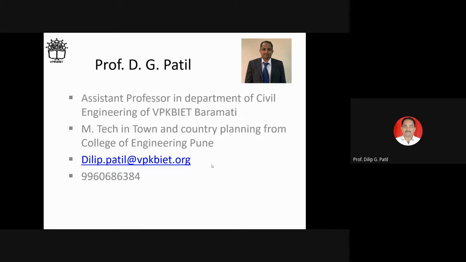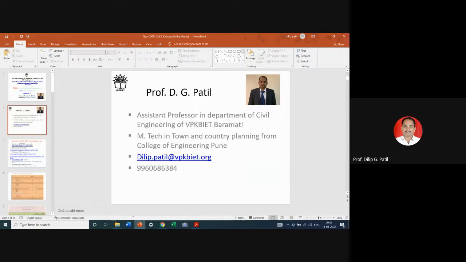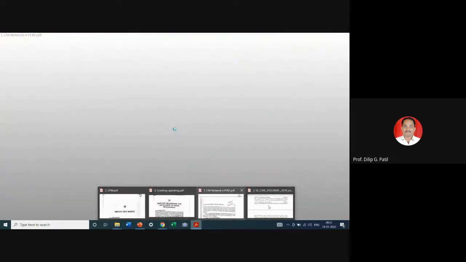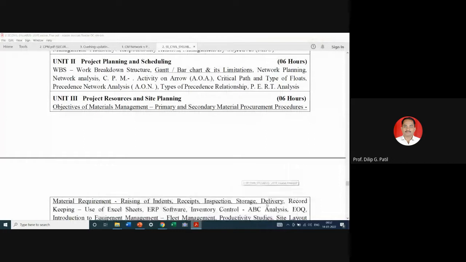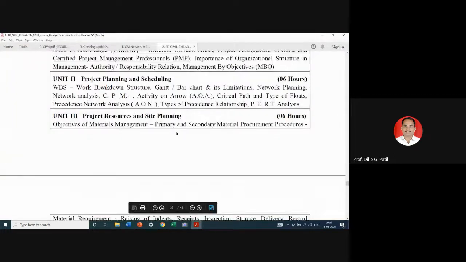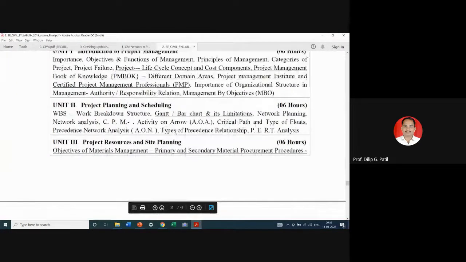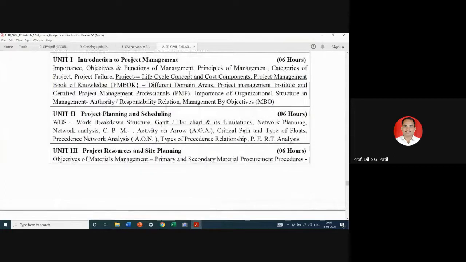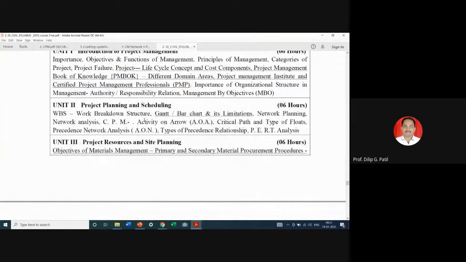So we will see now updating of the project network. Or before that, I will just summarize what we have seen. In general, what is project management? Then project planning and scheduling, in that work breakdown structure, and the conventional methods used for smaller projects like Gantt charts, bar charts.